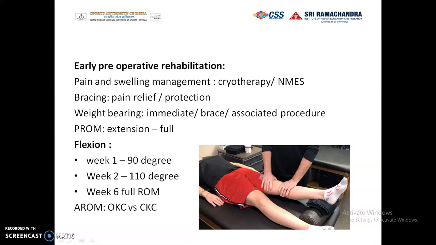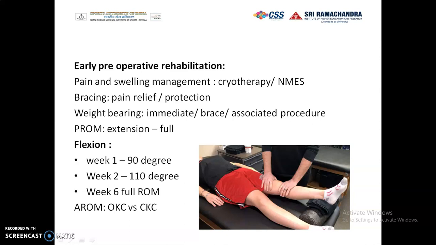You can also encourage immediate weight bearing following surgery with the brace, depending on the associated procedure. If the patient is not comfortable walking without a walker, you may use the walker on the first POD. You can encourage this during the pre-rehabilitation process. Since we consider pre-operative rehabilitation for 3 weeks, in the first week you can expect the patient to do 90-degree flexion, in the second week at least 110 to 120-degree flexion, and by 6 weeks full range of movement.